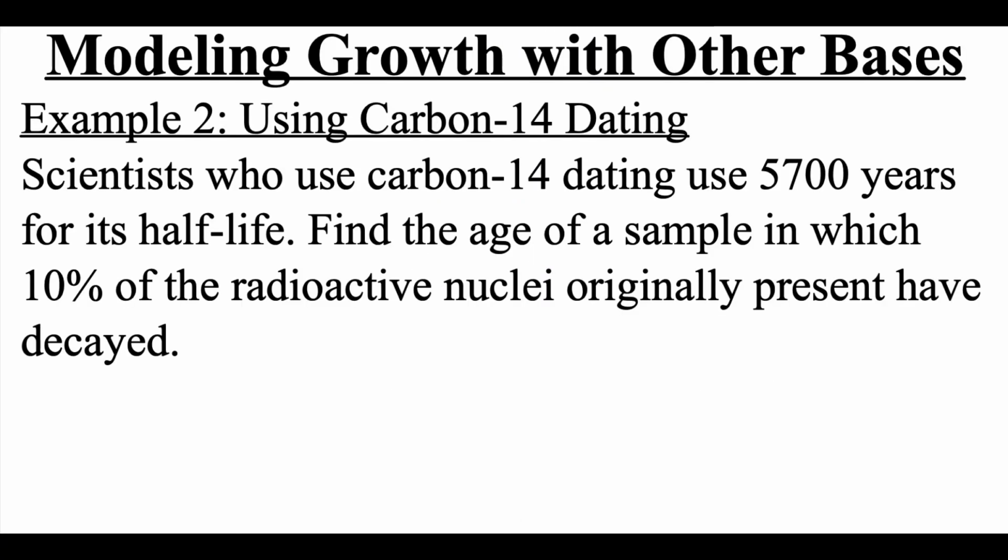Now in this example, we're going to look at using carbon-14 dating. So scientists who use carbon-14 dating use 5,700 years for its half-life. We want to find the age of a sample in which 10% of the radioactive nuclei that were originally present have decayed. So we're modeling this using some sort of equation that says y equals y sub 0 times b raised to the ht power.